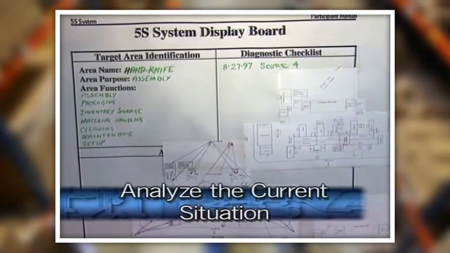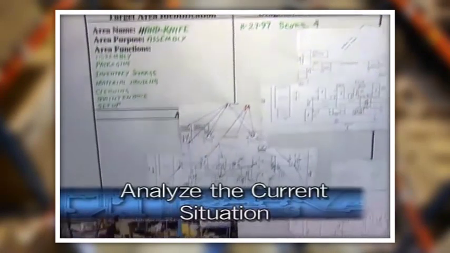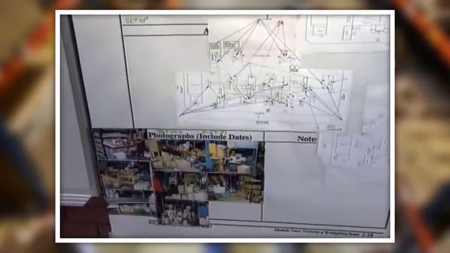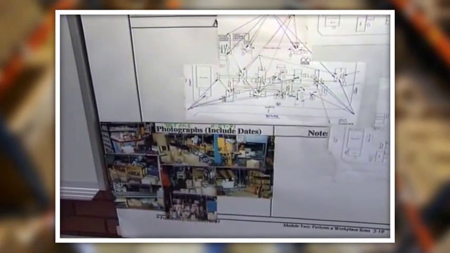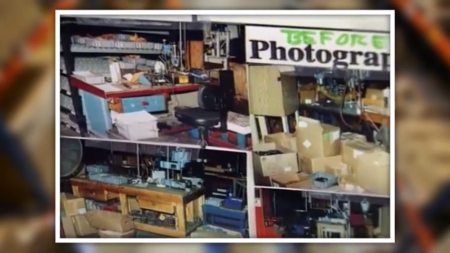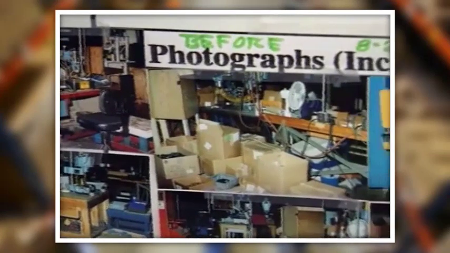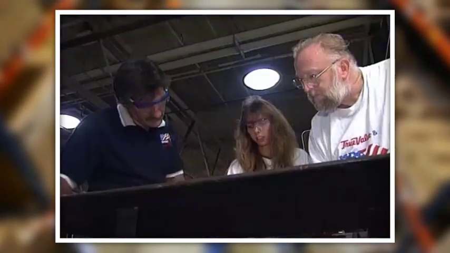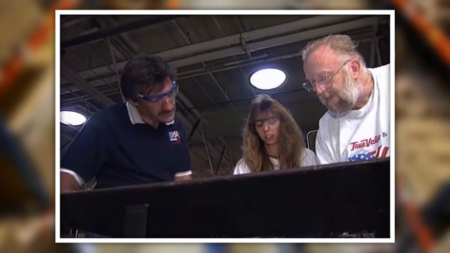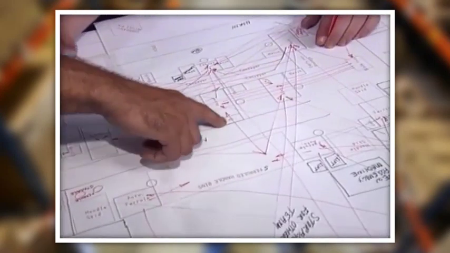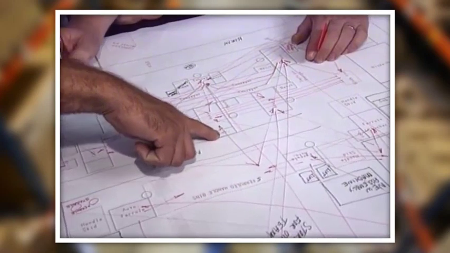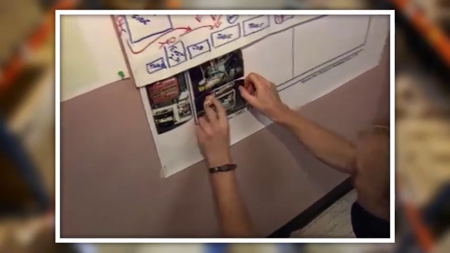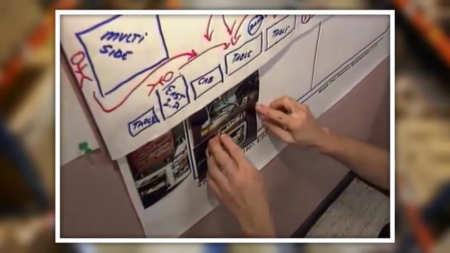Let's take a look at how we can effectively apply the 4 steps of set in order. The first step in set in order is to analyze the current situation. You can do this by reviewing the workplace scan display, which shows the initial conditions observed by the team. Review the area map and see whether anything changed during your red tagging activity. If necessary, take additional photos from the same locations as your original before photos. Post these on the workplace scan display.